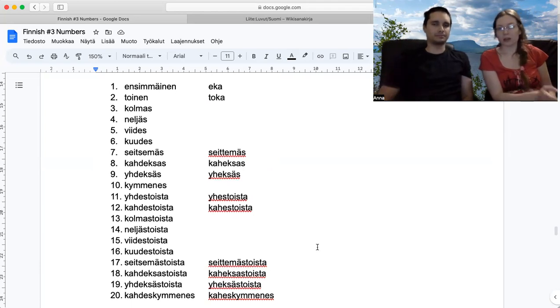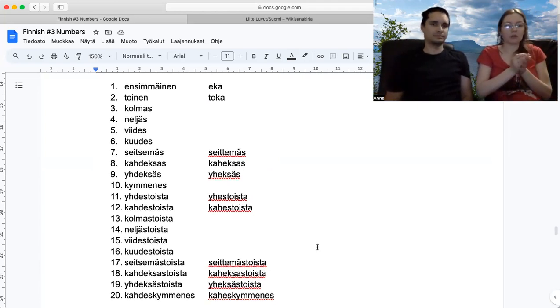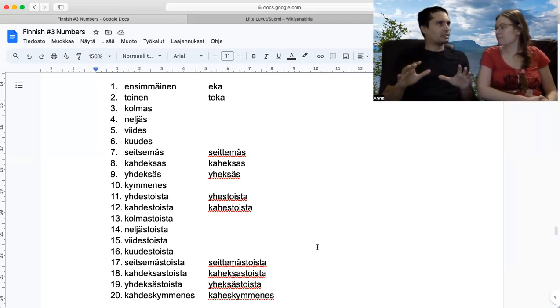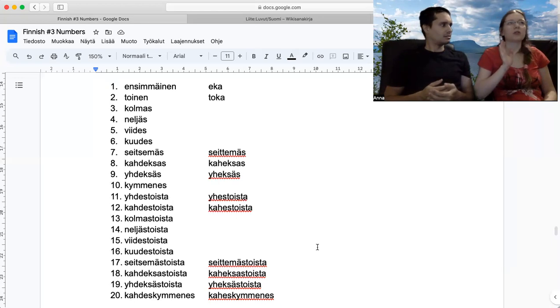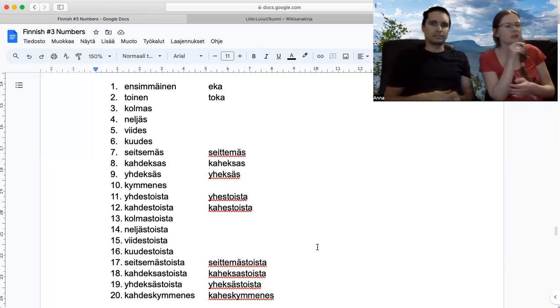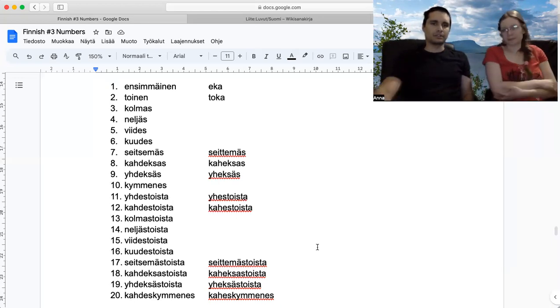Ordinal numbers are when you put something in order: the first, the second, the third, the fourth, and so on. Regular numbers are like nominal numbers. Okay, let's not go there, but you've got them.